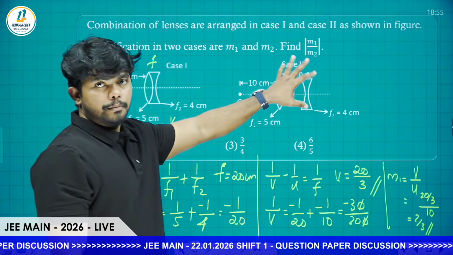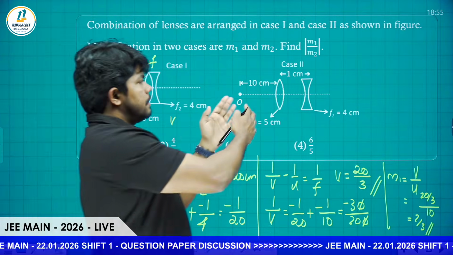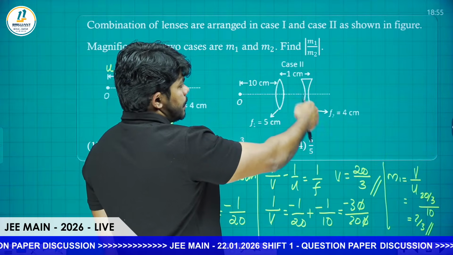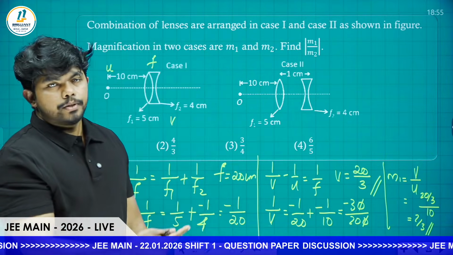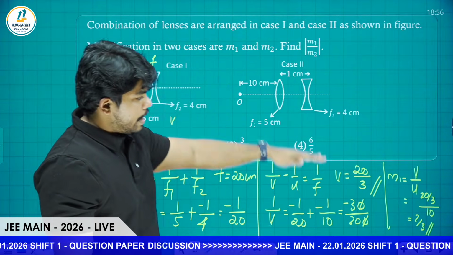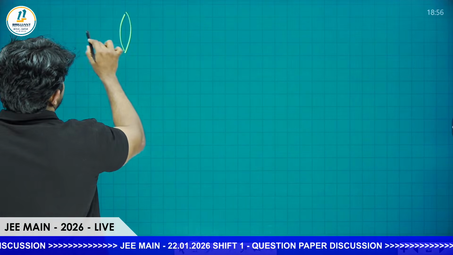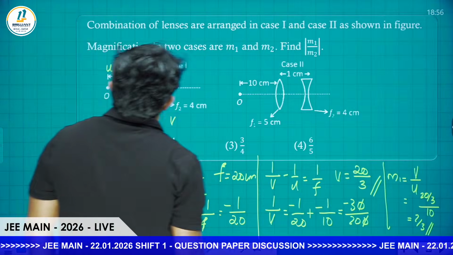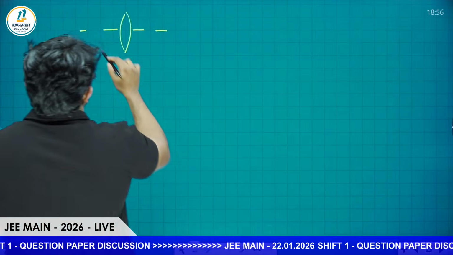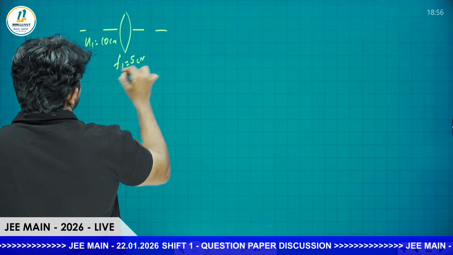Now we have to find this, but the problem is this is not a combination. In a sense, they are not connected together. They are separated. So we have to find the magnification of the first lens, and then consider the magnification of the second lens. Then we take the product of the two magnifications, and that will give you M2. Then we have to find the ratio. For the first lens, u1 is 10 centimeter, f1 is equal to 5 centimeter, right?